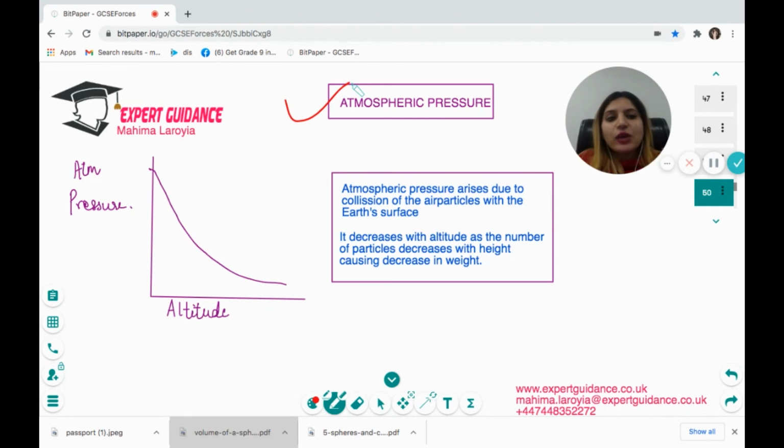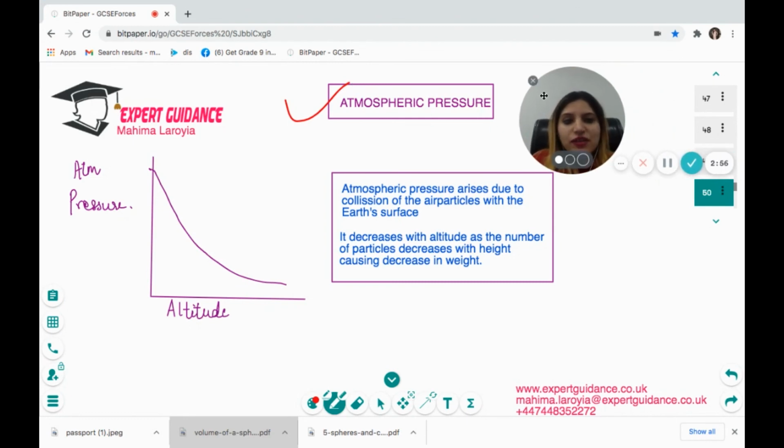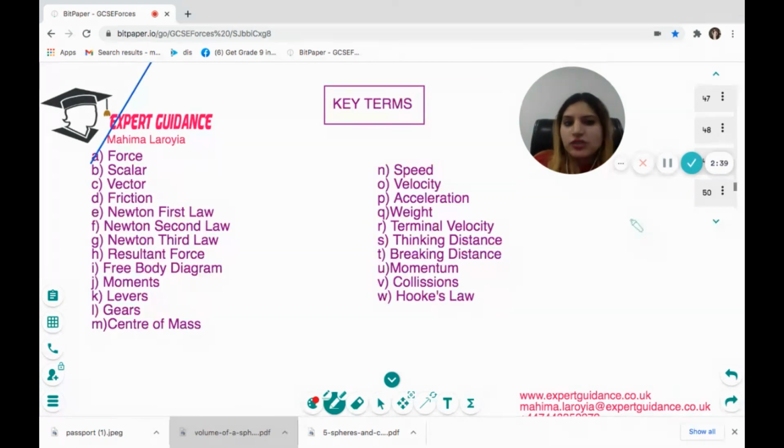Now we have something called atmospheric pressure. Atmospheric pressure arises due to the collision of the air particles on the Earth's surface, and it decreases with altitude as the number of particles decreases with height, causing a decrease in weight. So if you look at the graph here, the atmospheric pressure goes down with the altitude. Okay, so I hope this unit is clear to you.